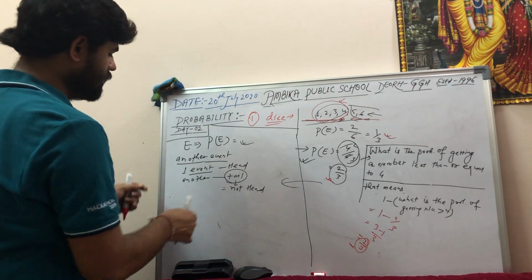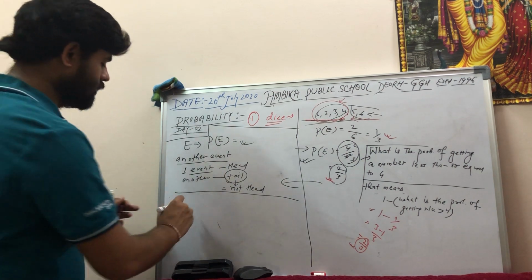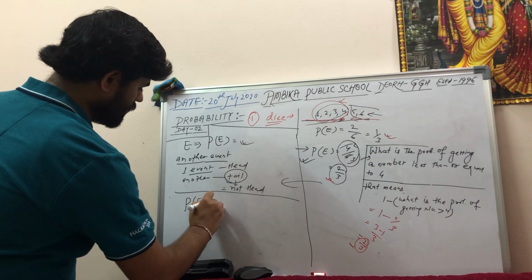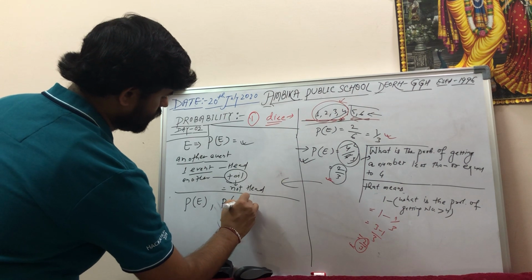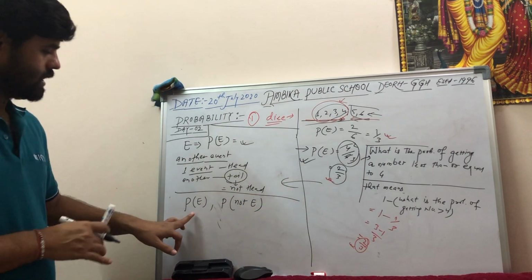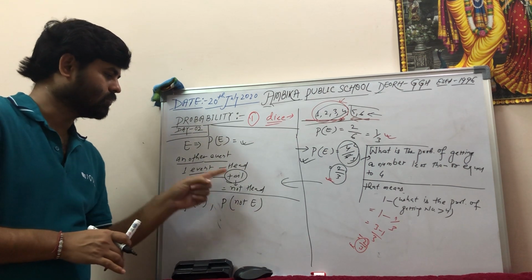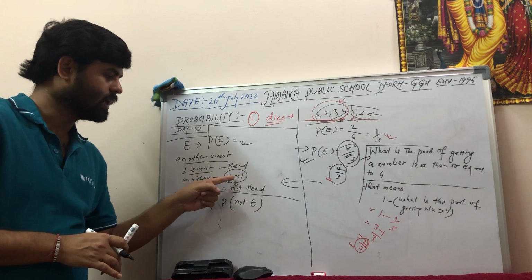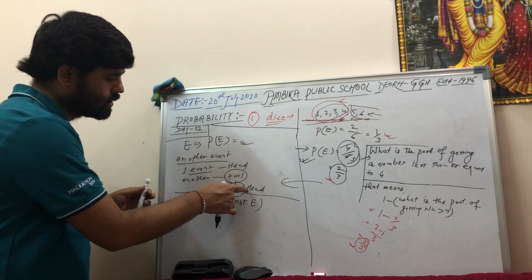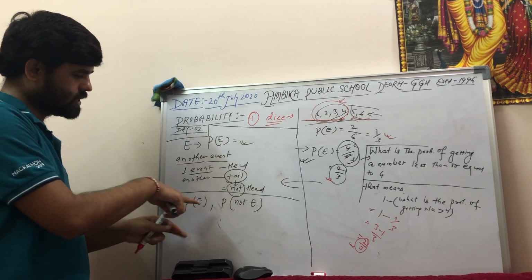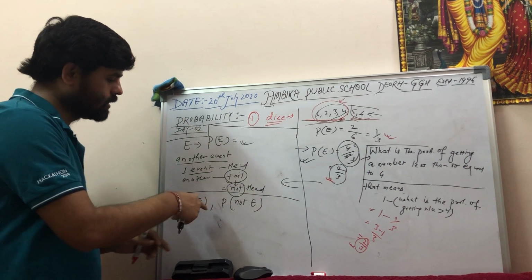So here, if one event is P of E, then another event we can say is probability of not E. If one event is E, then another event will be not E. One event is head, then another event is tail, and tail I am writing as not head. So you can see the new word is not, and head is head. I am using the same concept. Probability of an event is E, another event will be not E, right?